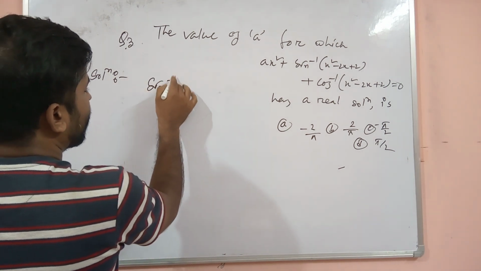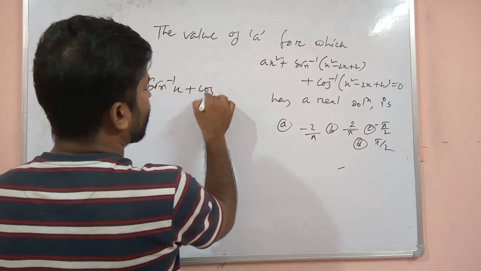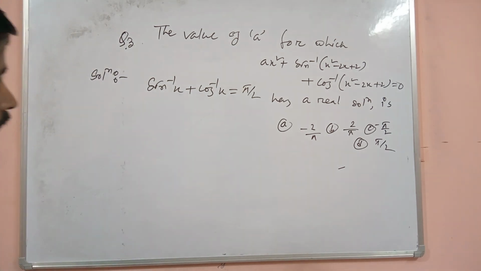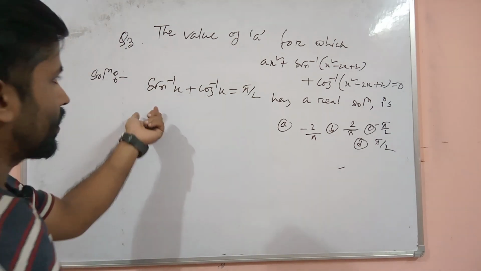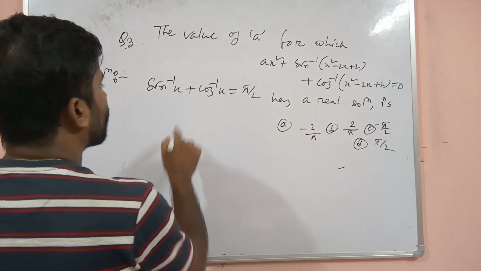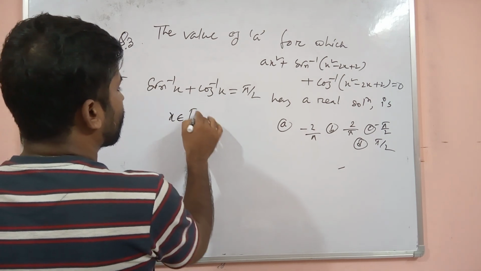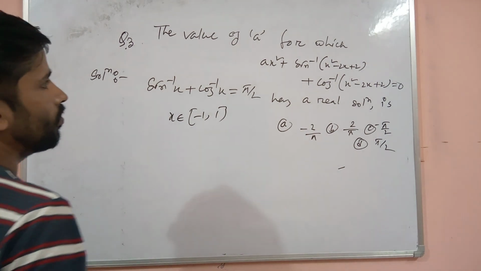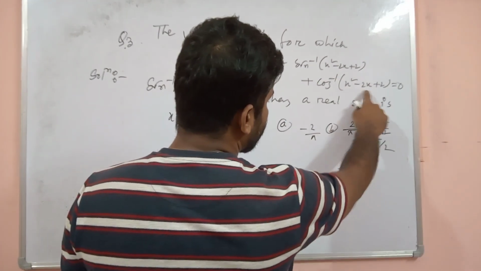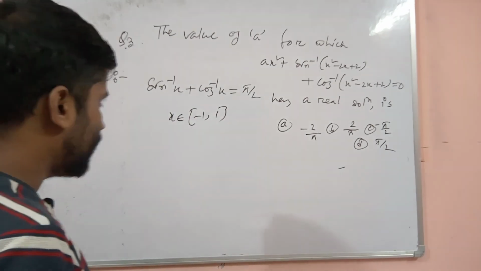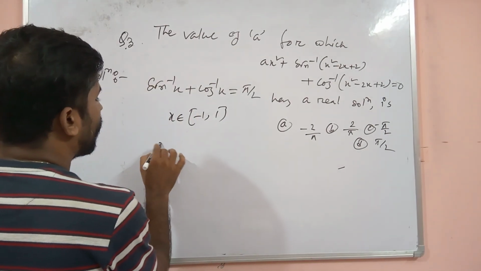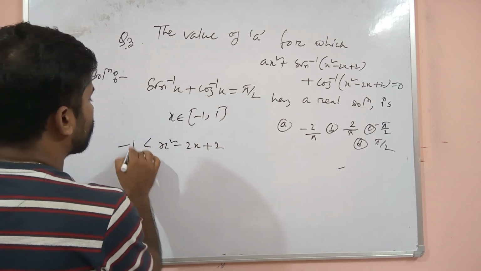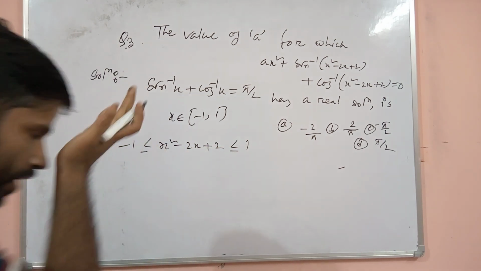As we know, sin inverse x plus cos inverse x is equal to pi by 2, but a constraint is given on this condition, which is that x should be in this range. So sin inverse of this plus cos inverse of this would be pi by 2 when x square minus 2x plus 2 is in the range.